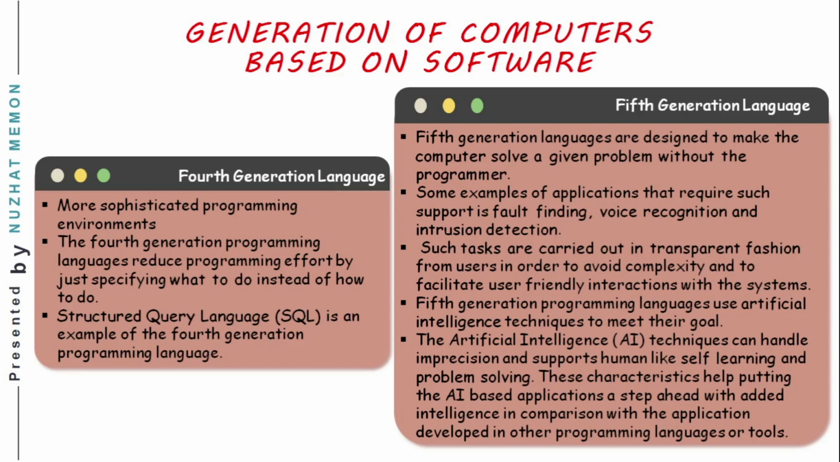Now the artificial intelligence, AI, techniques can handle imprecision. Imprecision means inaccuracy, and they support human-like self-learning and problem solving. So these characteristics help put the AI-based application a step ahead, with added intelligence in comparison with applications developed in other programming languages or tools. So that's all for fifth generation of languages.